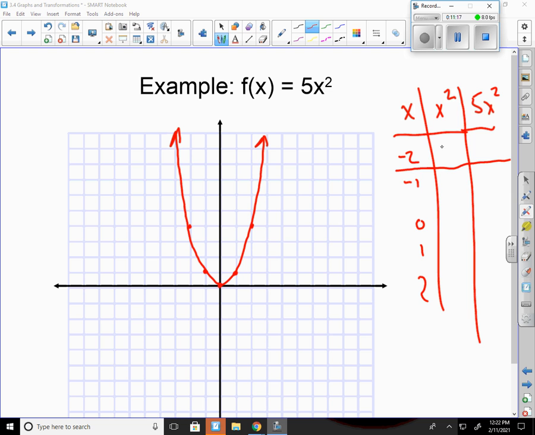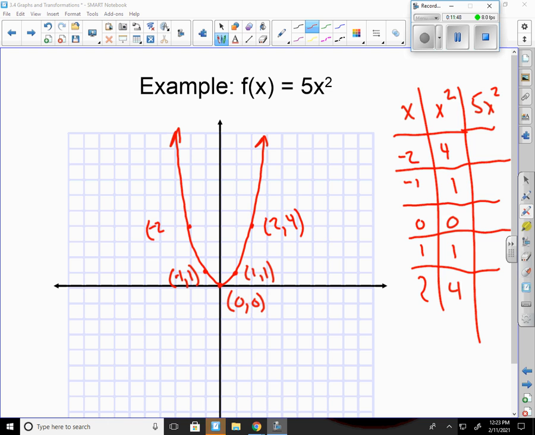So when I did -2 squared, that gave me 4. When I did -1 squared, that gave me 1. When I do 0 squared, that gives me 0. When I do 1 squared, that gives me 1. And when I do 2 squared, that gives me 4. In other words, that's how I got each one of these points. 0, 0, 1, 1, -1, 1, 2, 4, and -2, 4.